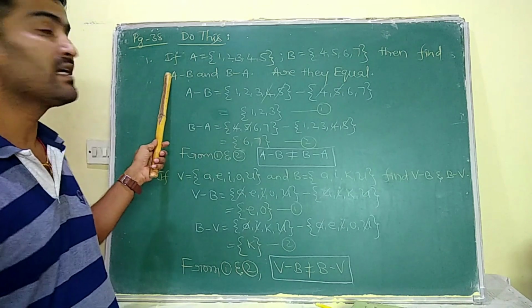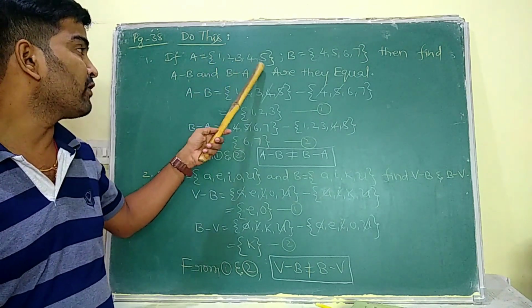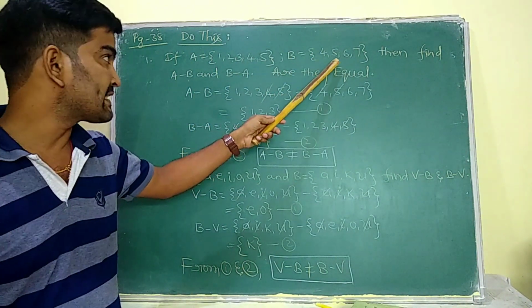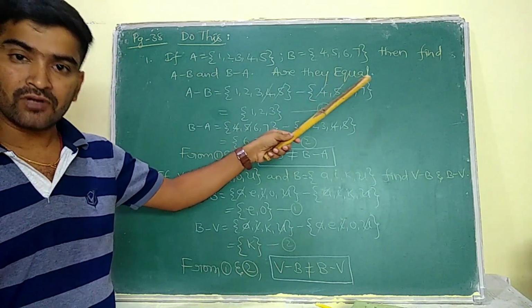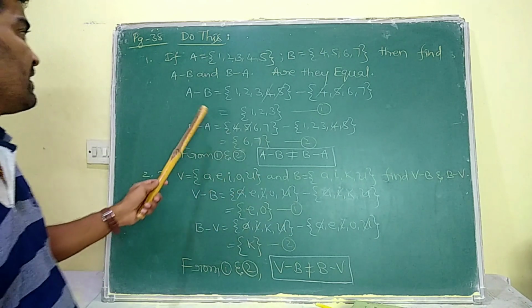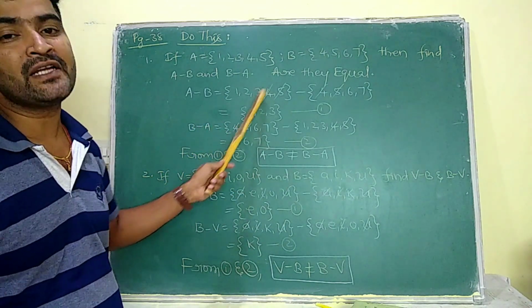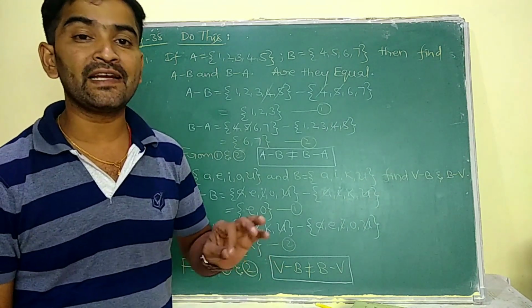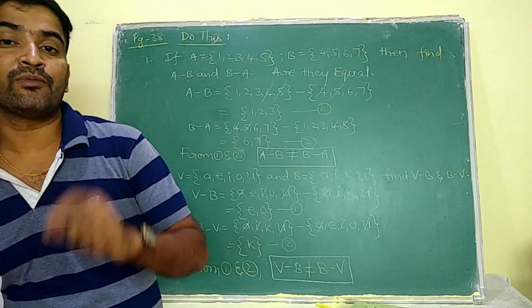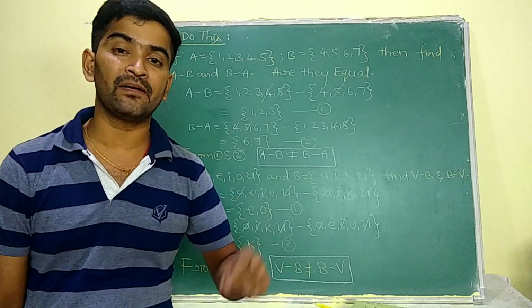Here the first question is, if A is the set of 1, 2, 3, 4, 5 and B is the set of 4, 5, 6, 7, then find A minus B and B minus A. Are they equal? That's the question. For that, A minus B means we have to write only the elements which are left in A. That means we have to remove the common elements of both A and B.